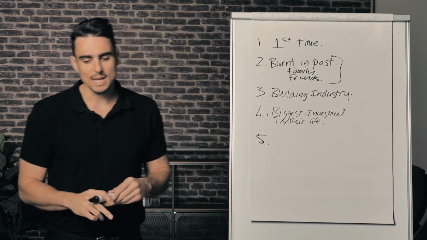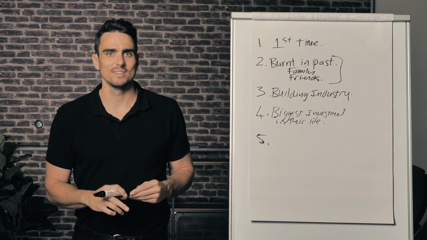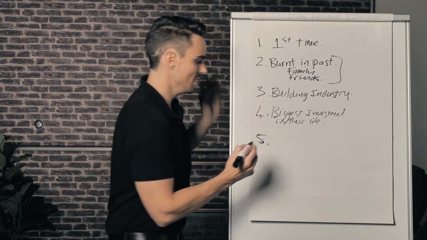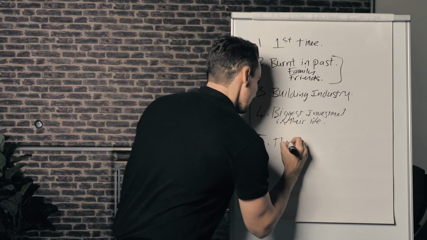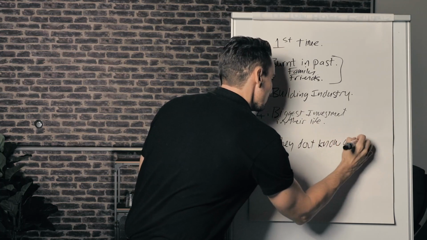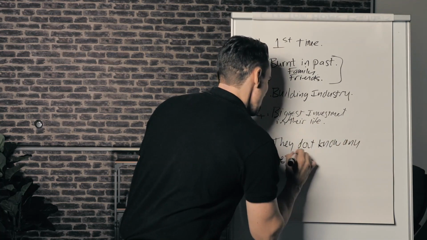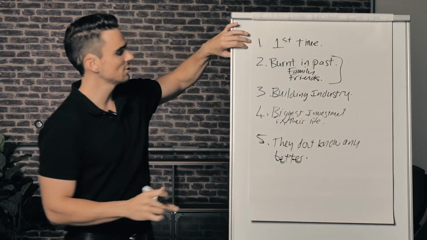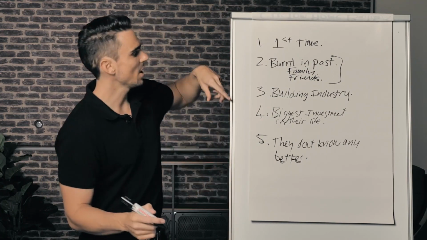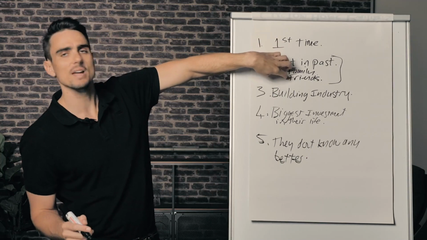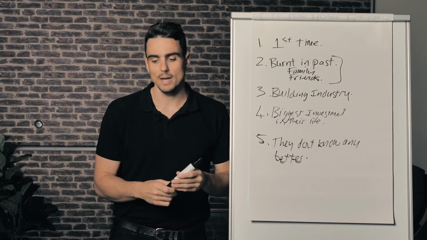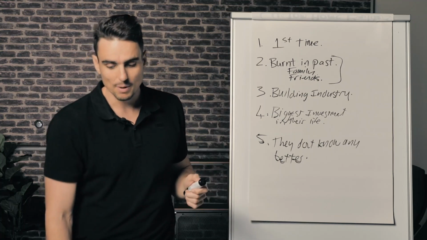Number 5 is they don't know any better, right? Again, and this goes back to the first time, right? So they don't know any better. And again, this comes back to the first time. They don't know what the process should be. They might have been told by family or friends or blogs or whatever, yeah, get multiple quotes from builders and so on. And yeah, that's generally why people do it.